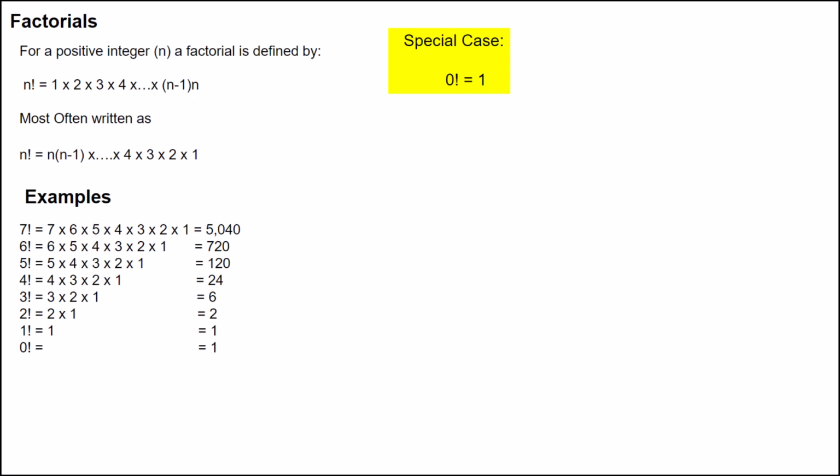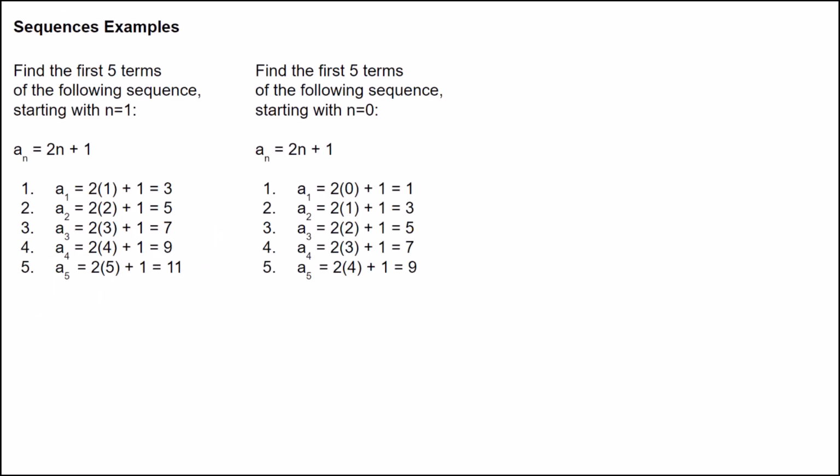Another type of problem you'll get is the following. You'll be given the pattern of a sequence. In this example, a sub n is equal to 2n plus 1. And they'll ask you to do something like, find the first 5 terms of the following sequence, starting with 1.